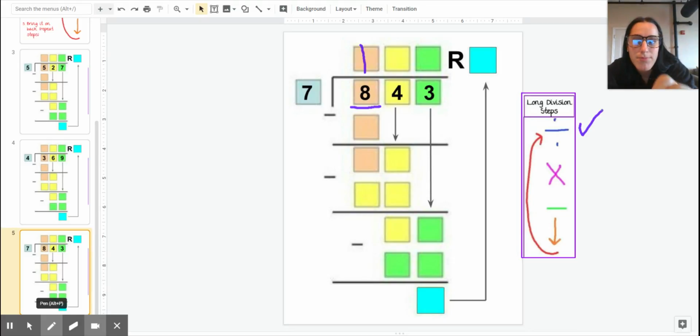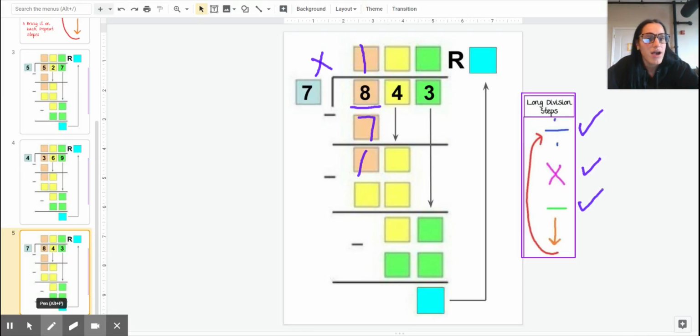My next step is to multiply. So I'm going to write my multiplication symbol up here so I remind myself that I'm multiplying the divisor, which is 7, by the most recent digit I've written in my quotient, which is 1. So 7 times 1 gives me 7. Check off that we have multiplied. Now I need to subtract. 8 minus 7 gives me 1. Check off that we have subtracted.